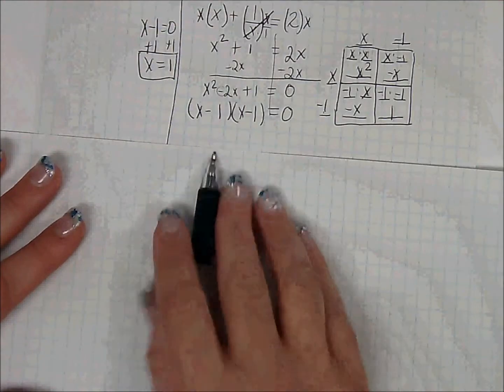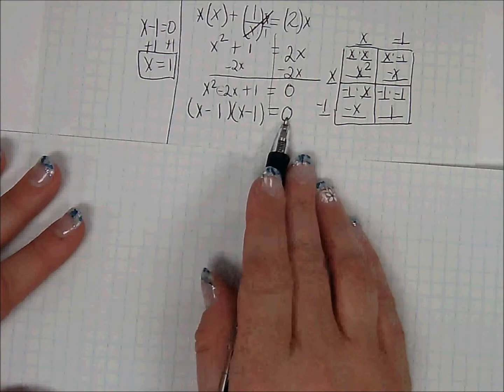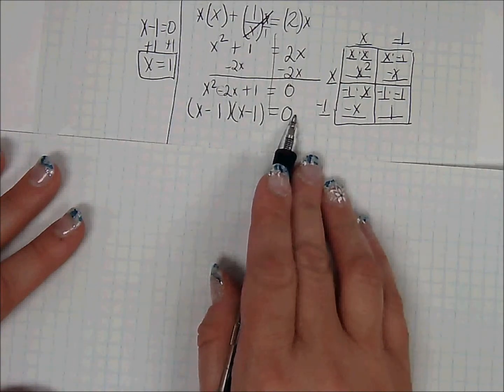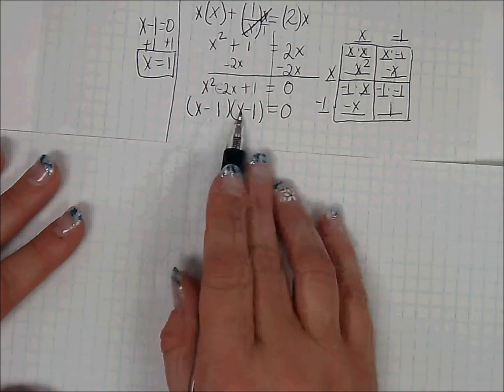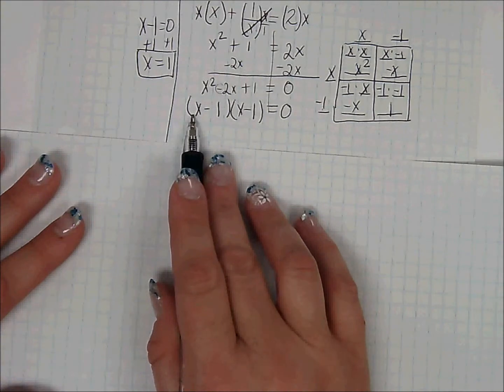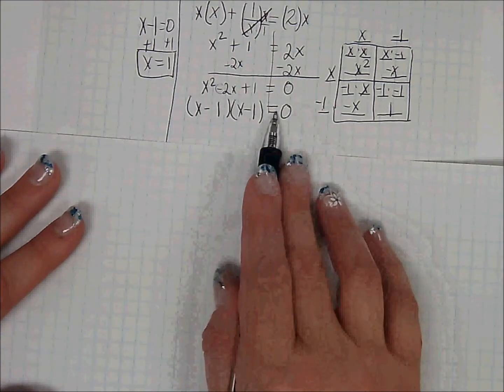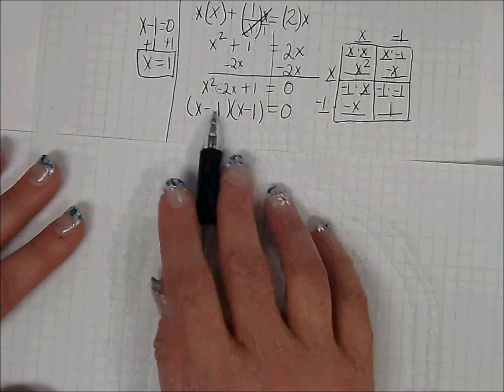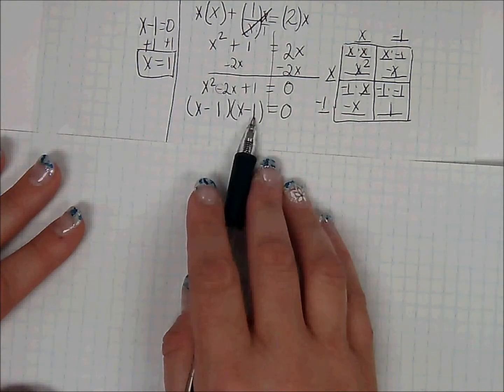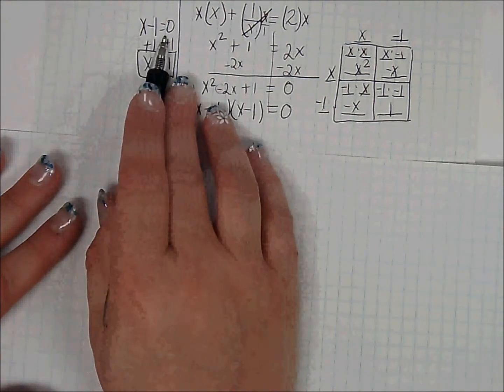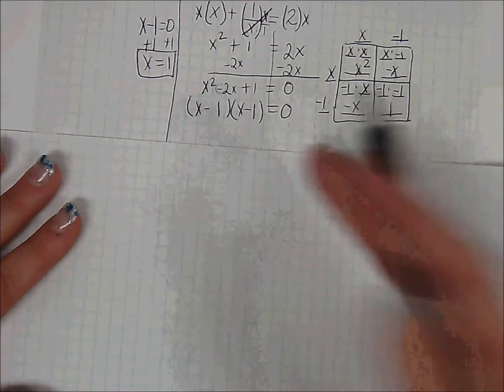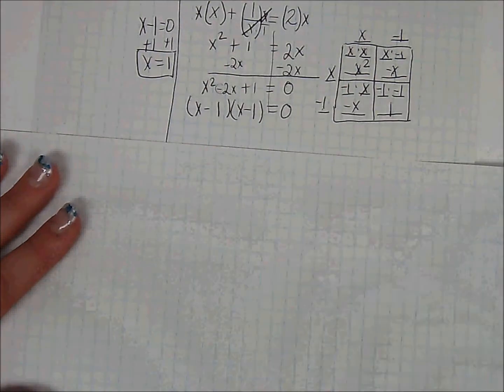And remember, the reason we do that is in order to get this as a 0 over here, that means one of these two has to equal 0. Because 0 times something is going to give me a 0. And since they're exactly the same, we just say, okay, x minus 1 equals 0. And we find out what it's going to be in order for it to be a 0.